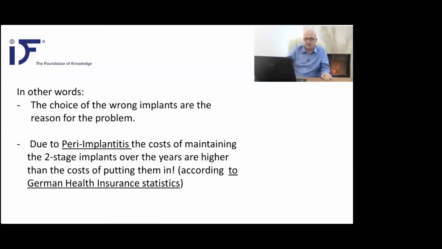I also want to point out that the cost of maintaining the implants is higher than the cost of installing the implants and putting prosthetics. This is a statistic which has been shown by a private German health insurance. So for example, if the installation of the implants plus the bridge is 20,000 euros, the maintenance of this over 10 years costs another 20,000 euros or more. This is, of course, an amazing sum.